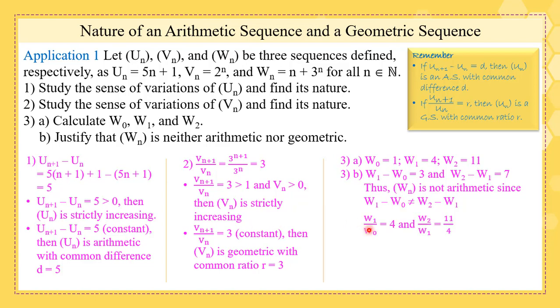Okay, here w1 over w0 is 4 and w2 over w1 is 11 over 4. The two quantities are not equal, so we can say that wn is not a geometric sequence. Well, here, dear students, remember, if you want to prove that a sequence is not arithmetic or is not geometric, it's enough to take specific examples. Whereas to prove that it is arithmetic and or geometric, we need to take it in general or in terms of n.